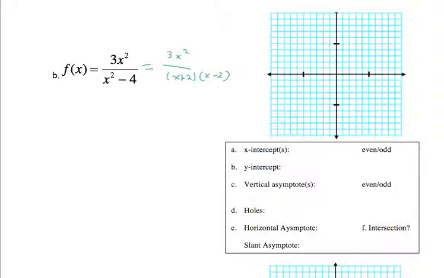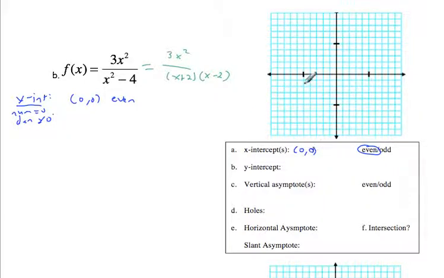To find the x-intercept, we're going to look for values that make the numerator equal to 0, but the denominator not equal to 0, otherwise it would be undefined. In this case, the x-intercept occurs at (0, 0), and that x-intercept has even multiplicity because the x squared occurs twice in the numerator.